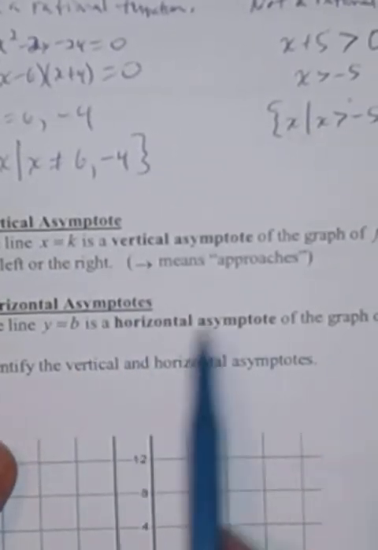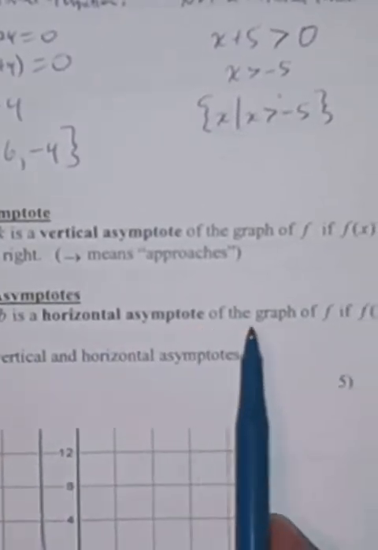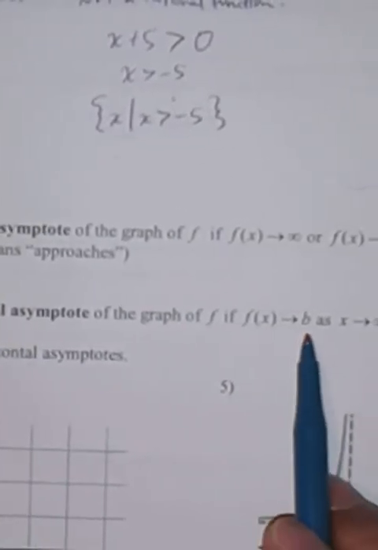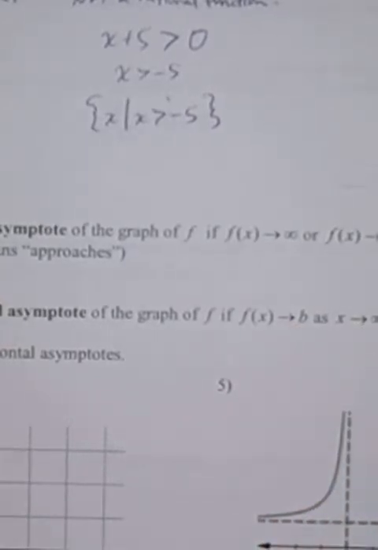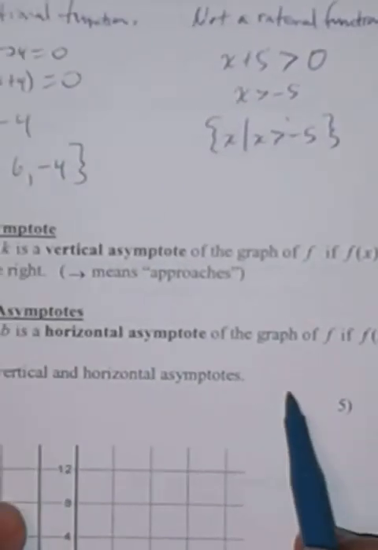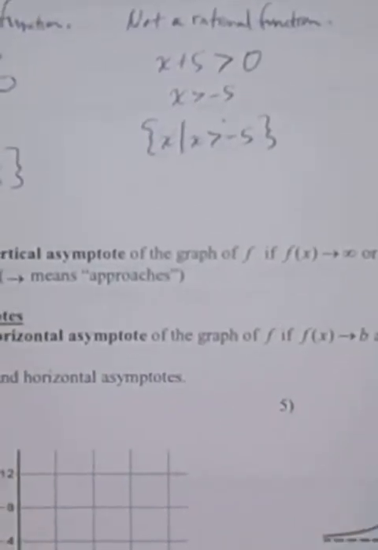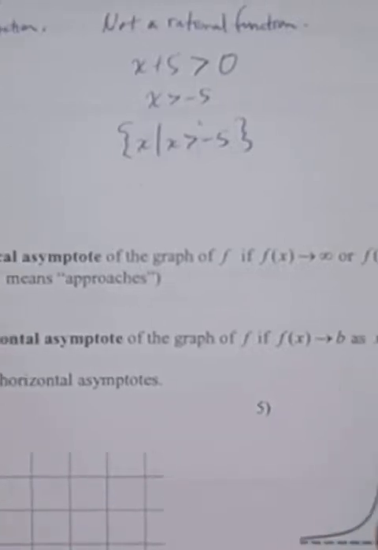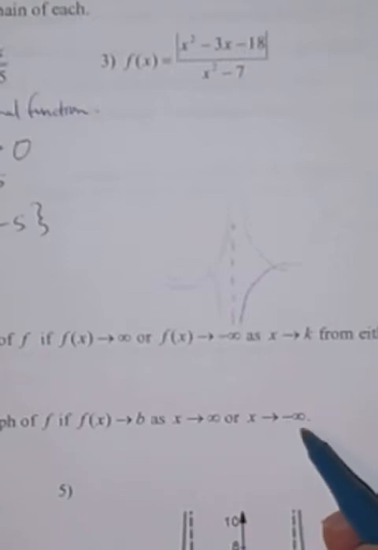Horizontal asymptotes, similarly, will be a horizontal line, so it'll have the equation y equals something. The line y equals b is a horizontal asymptote of the graph of f if f of x approaches b as x goes to infinity or as x goes to negative infinity. X goes to infinity means you're going all the way to the right, and x goes to negative infinity means you're going a long, long way to the left, or forever to the left. And f of x approaching b means you're following a flat, horizontal line. So it's similar to what we saw up here, except it's going to be a horizontal line, and your graph is just going to flatten out.